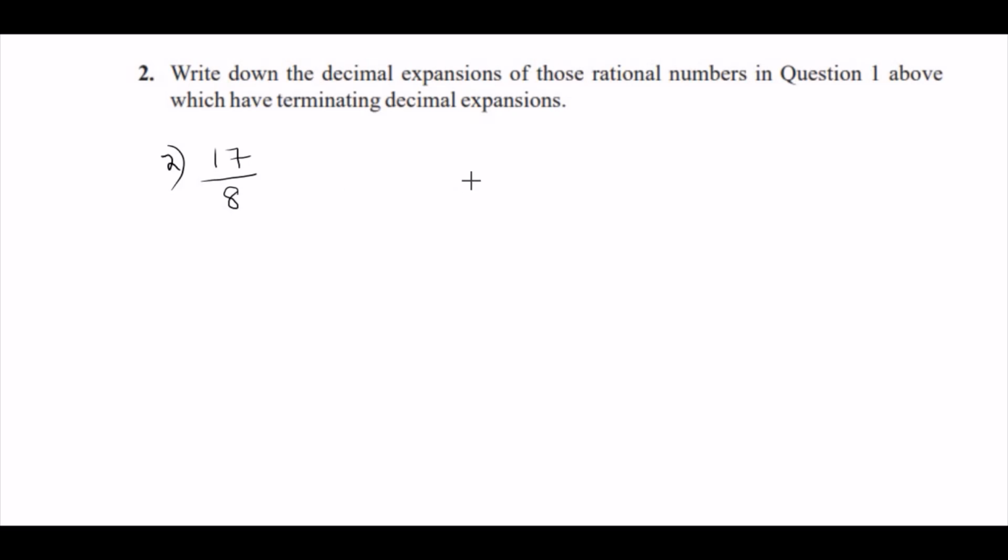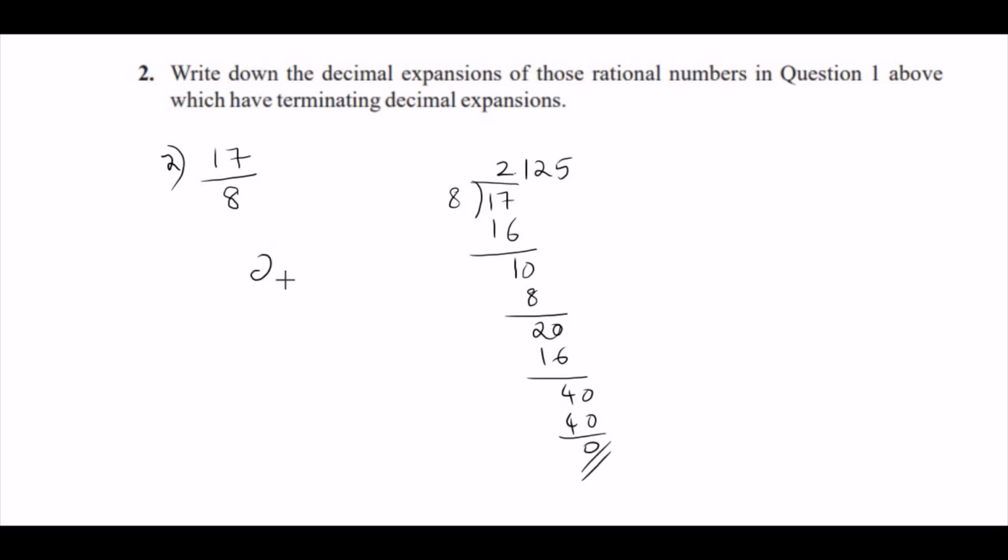Next number that you got as terminating decimal expansion is 17 by 8. So when you do the long division, you get 17 as the dividend and 8 as the divisor. Twice 16, 10, so 0.1, 8, 20, 2 times 16, so 40, 5 times 40, 0. So you get it as 2.125. So this is the terminating decimal expansion for 17 by 8.